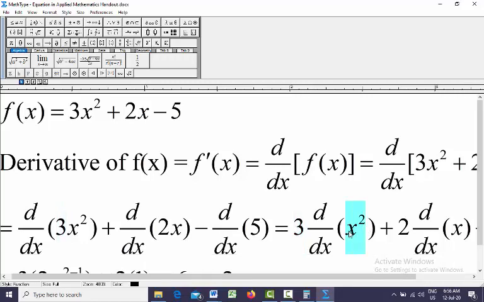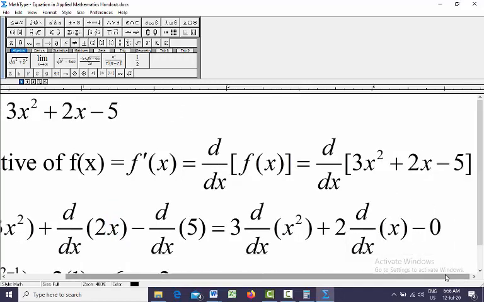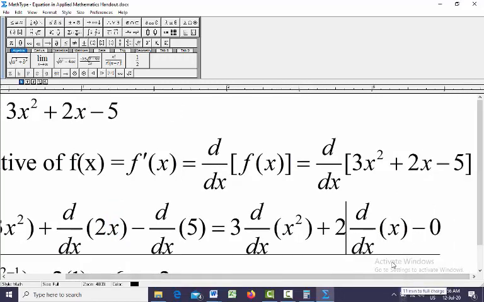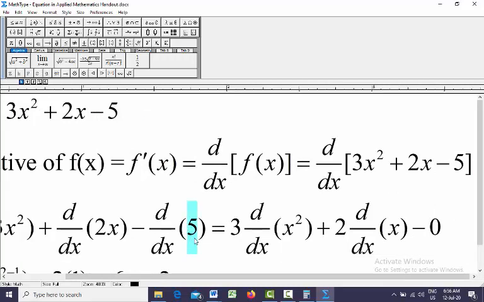That means we need to do differentiation of x square. And similarly, here 2 is in multiplication with x, with the variable. So this 2 needs to come out. And then again this one, it doesn't have any variable, so it's a constant, and differentiation of a constant is 0.